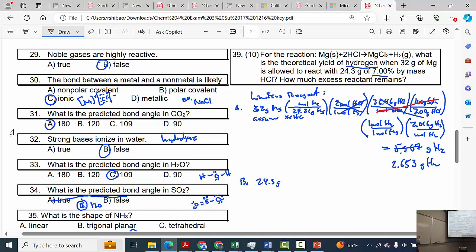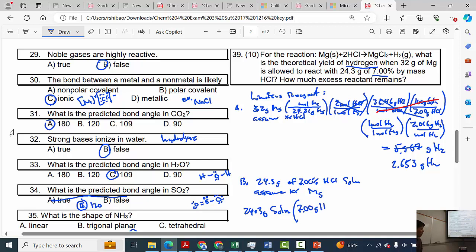2.653 grams of hydrogen. All right, then B, we're going to go with 24.3 grams of 7.00% HCl solution. Assume excess magnesium. This is assuming excess HCl.